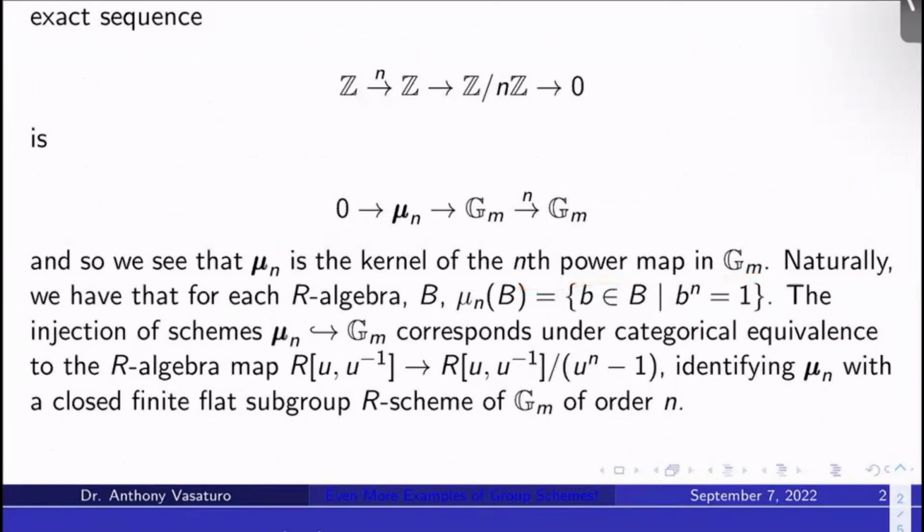Okay, and then naturally, this is the way I think about the scheme personally. For each R algebra B, mu sub n of B is just the set of elements little b in big B such that little b to the n is 1. In other words, it's all the nth roots of unity in B, right?